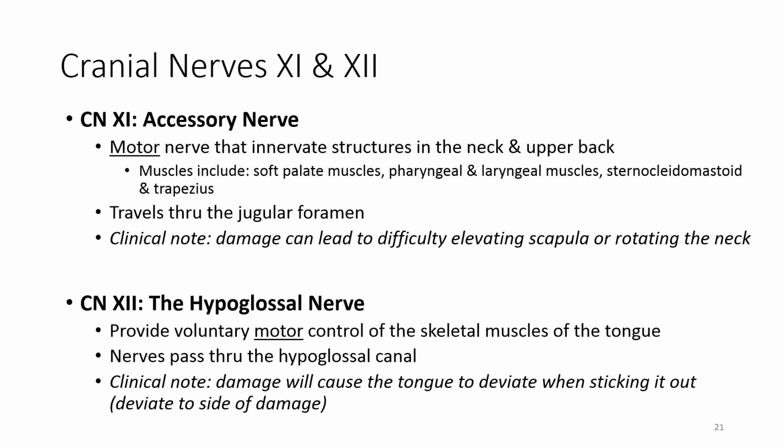So cranial nerves 11 and 12 are the accessory nerve and then the hypoglossal nerve. The accessory nerve is a motor nerve, and so this is going to innervate the neck and upper back. Deeper muscles can include the soft palate muscles, again, pharyngeal and laryngeal muscles, which is your voice box muscles, the sternocleidomastoid, and your trapezius. The sternocleidomastoid runs along the lateral side of your neck to the anterior portion of your clavicle, and then the trapezius is that big trapezoid-shaped muscle on the back of the neck.